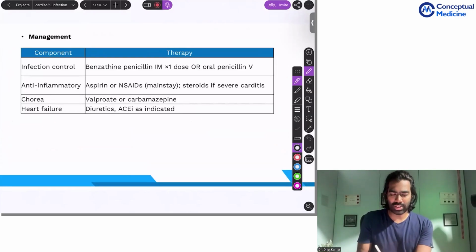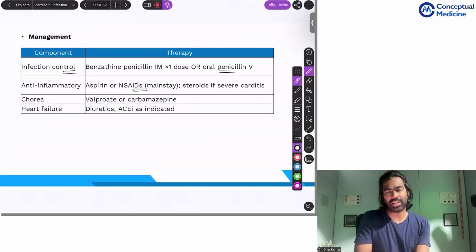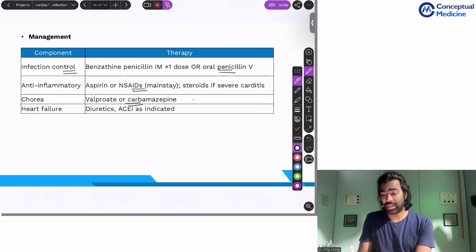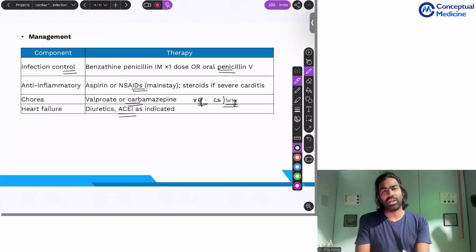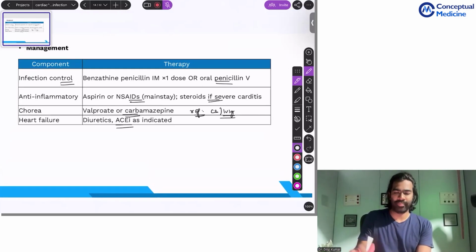So management wise, first infection control. You're going to give benzathine penicillin IM one dose or oral penicillin V, and you can give aspirin or NSAIDs, which are the mainstay, and steroids can be tried if it's severe carditis. For chorea, mild chorea can be managed supportively, but if severe chorea, you can try valproate or carbamazepine. And if it's refractory chorea, then you can try corticosteroids or even intravenous immunoglobulin. For heart failure, treatment is symptomatic, like you're going to give ACE inhibitors, diuretics, and so on. And in case of severe carditis, probably you can add corticosteroids.